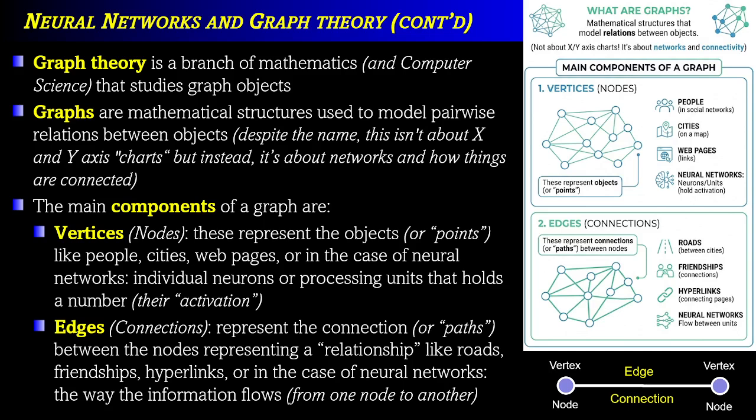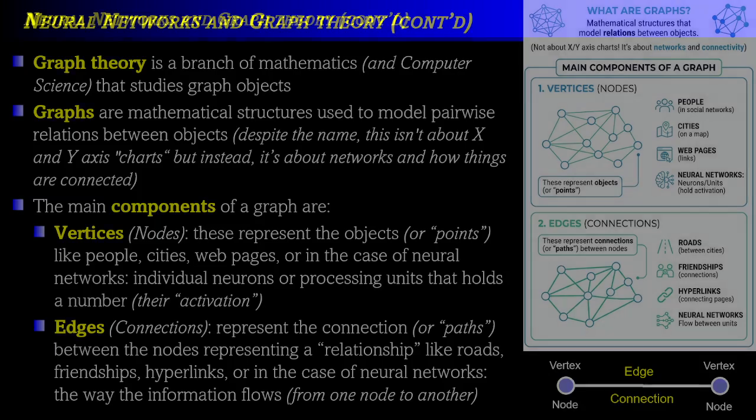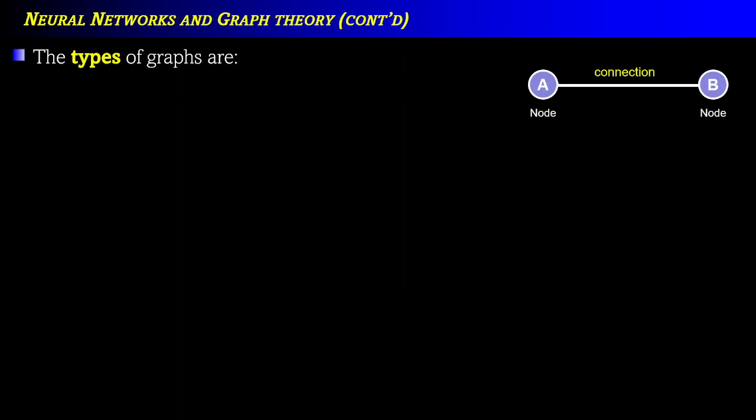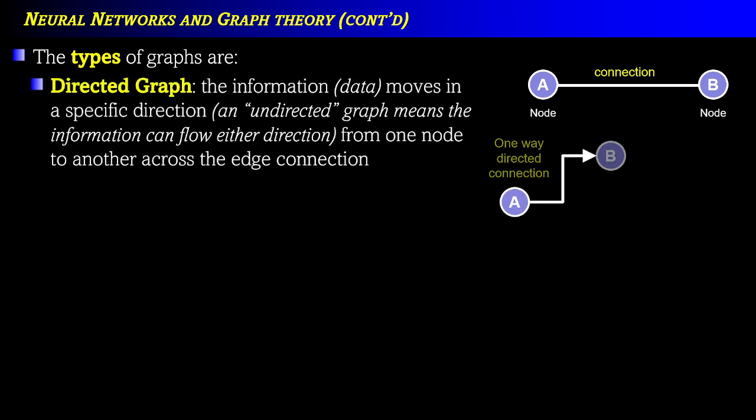This is all vocabulary that you can see in math, but you're going to see how that vocabulary relates to artificial intelligence. Now, within graphs, we have various types of graphs. If we have two nodes with a connection, in this case, you see a connection between node A and node B, it could be what's called a directed graph. With a directed graph, now we're talking about information that moves or flows in a specific direction.